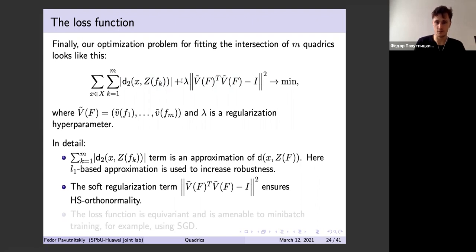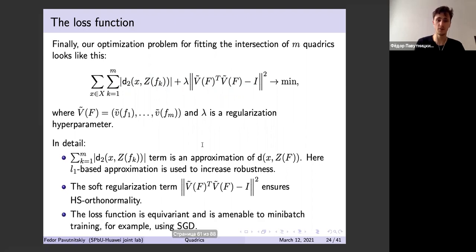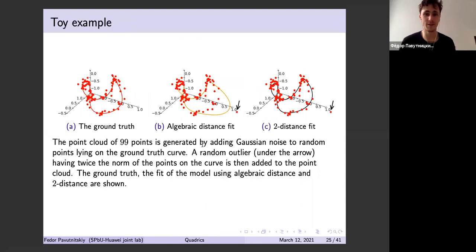So this term ensures that our quadrics remain orthonormal with respect to the Hilbert-Schmidt inner product. And we just use stochastic gradient descent to minimize this function. Okay, I believe, to the example. Finally, some pictures of quadrics.